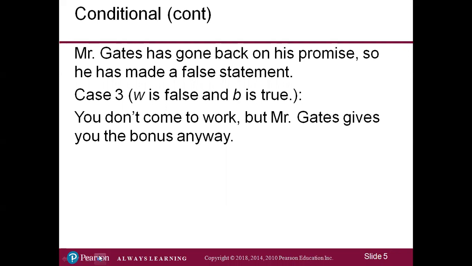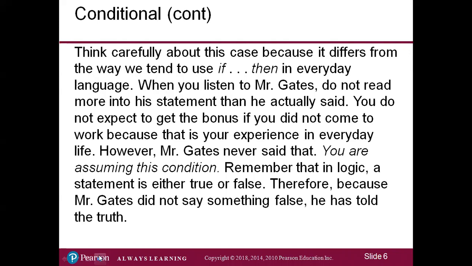Case 3, W is false and B is true. You don't come to work, but Mr. Gates gives you the bonus anyway. Think carefully about this case because it differs from the way we tend to use the if-then in everyday language. When you listen to Mr. Gates, do not read more into his statement than he actually said. You do not expect to get the bonus if you did not come to work because that is your experience in everyday life. However, Mr. Gates never said that. You are assuming this condition. Remember that in logic, a statement is either true or false. Therefore, because Mr. Gates did not say something false, he has told the truth.